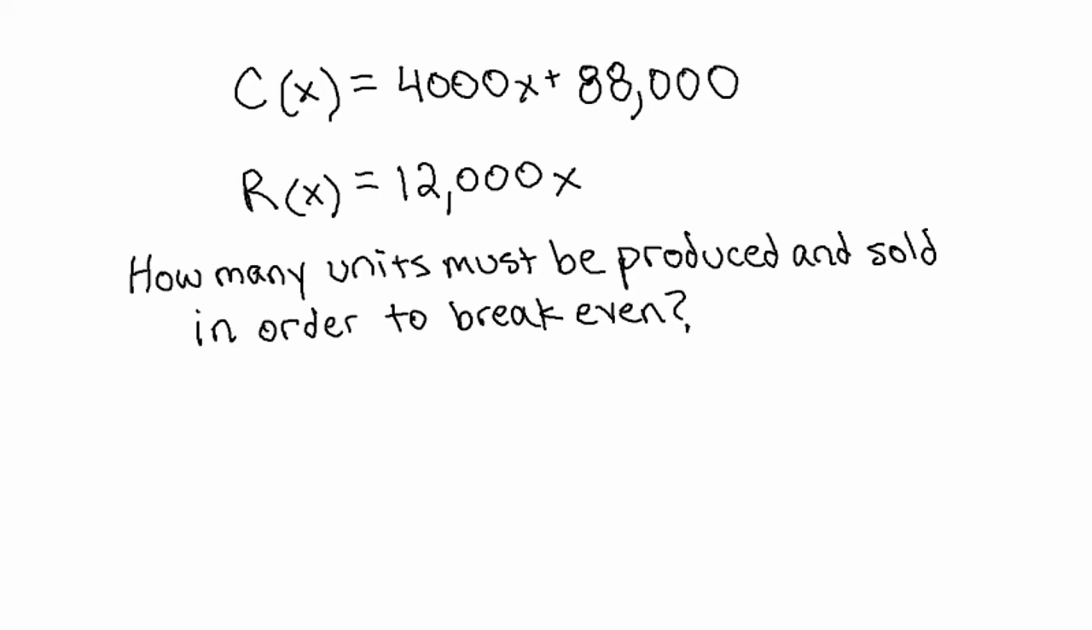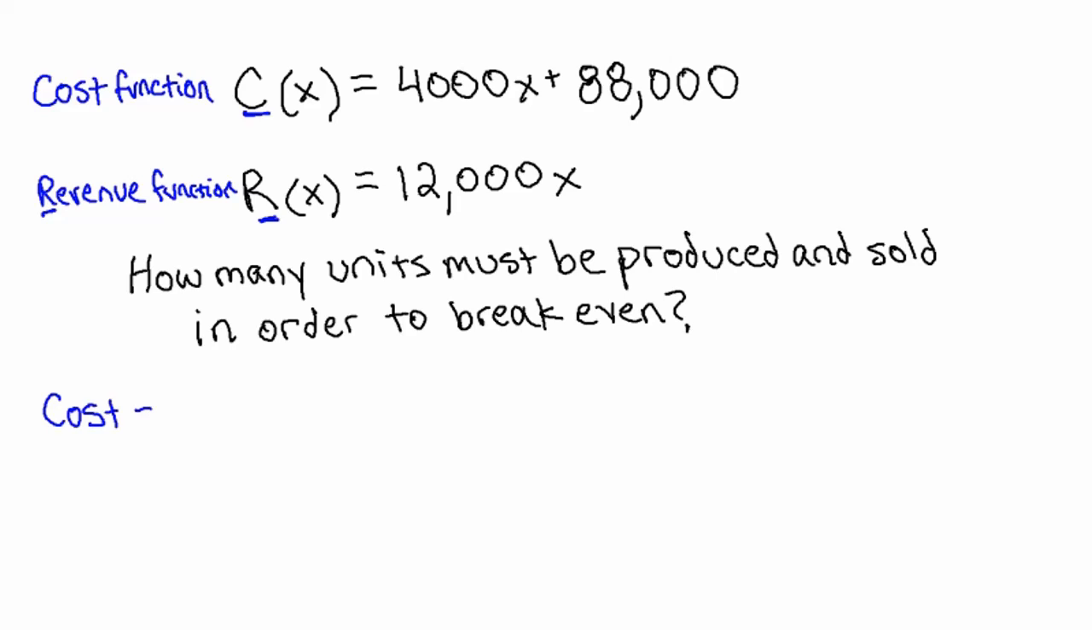Hi, so the problem we're working today is from the cost function and the revenue function. So this C up here is the cost function. So that's what the C stands for. And this R stands for the revenue function, and that's this R right there for revenue. So the cost is how much it's going to cost to produce the items that this company is manufacturing.